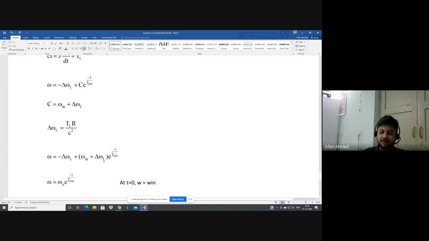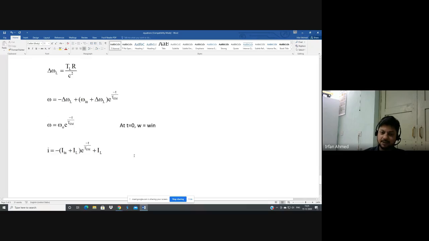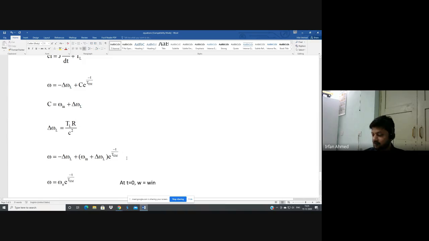If the motor is running on no load, then this delta omega L is also 0. Correct? So your speed equation simply becomes omega is equal to omega 0 e to the power minus t by TEM. Okay, is this clear?